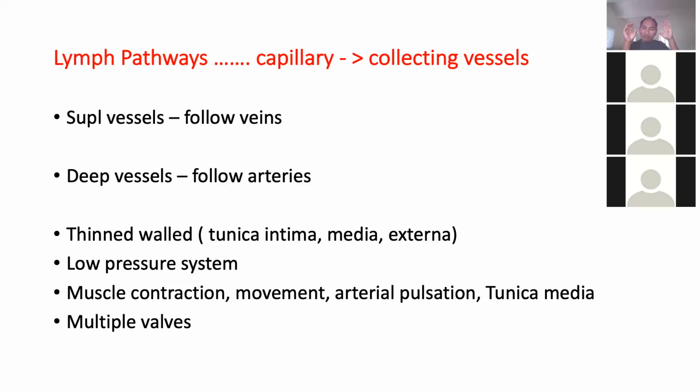So they are not a very big structure yet. Their walls are still thin, but they start to get tunica intima, media, adventitia. Tunica intima, media, externa. So they're like our blood vessels, tunica intima, media, adventitia. So although they are slightly larger than capillaries, these collecting vessels are still very thin walled, but they start to get 3 layers already.